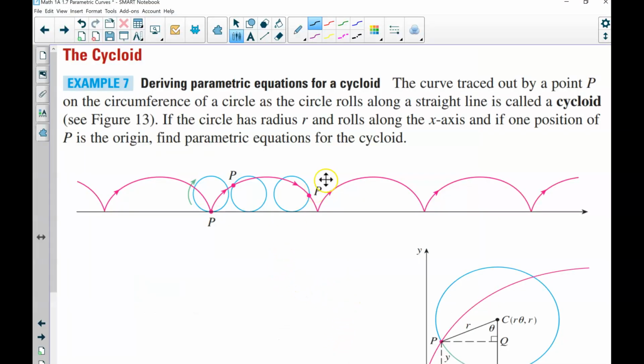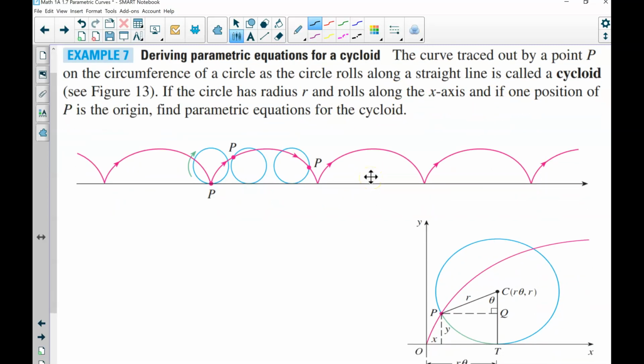Now taking a look at our example. Now that you've seen that, the curve traced out by a point P on the circumference of a circle that rolls along a straight line is called a cycloid. If the circle has radius r and rolls along the x-axis, and if one position of P is the origin, find the parametric equations for the cycloid. If you notice, we choose a parameter, the angle of rotation theta of the circle. That's when theta is equal to 0, when P is at the origin.